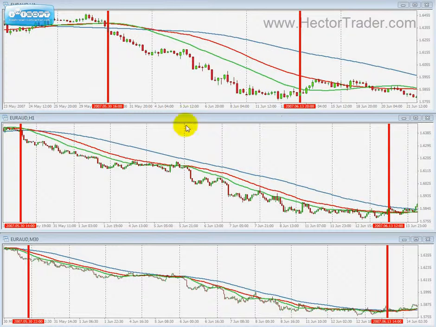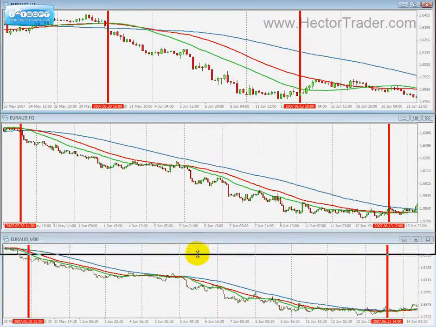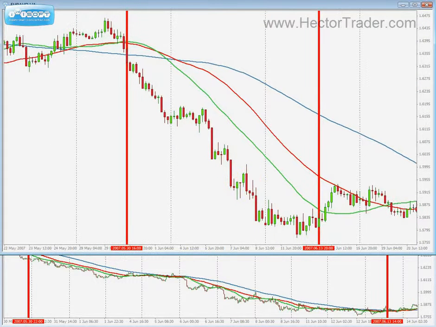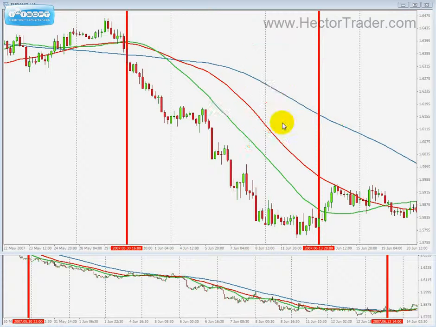Actually, let's begin with the 4-hour time frame. Let me expand the 4-hour time frame so we have a clearer picture. In the 4-hour time frame, we can clearly see how all the 3 simple moving averages are in order, price is nowhere near the 100, and they all point in the same direction. So we are downtrending. Now, what about the 6th condition? Remember, it is having price swinging off the dynamic area of support and resistance.